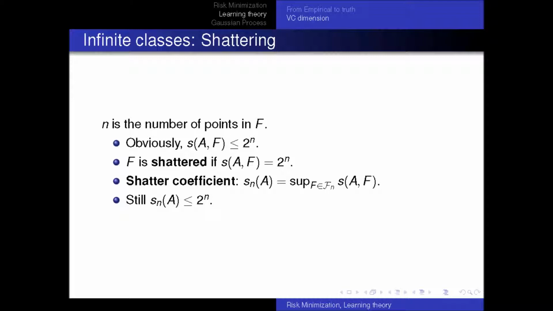And the shatter coefficient is defined as follows: if we take a supremum over F, where F is taken from the large set F_n, which is the set of all sets of n points, then taking the supremum over S_A(F), we get S_n(A). It's the same as some concepts I introduced earlier. And we also have S_n(A) is less than or equal to 2 to the n.